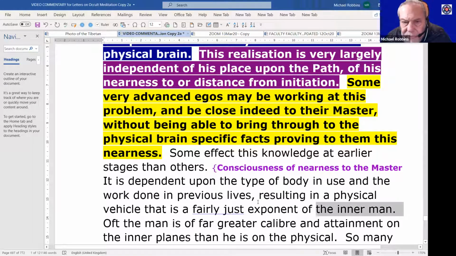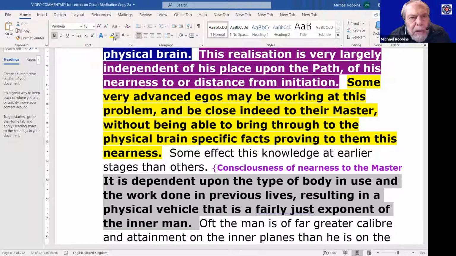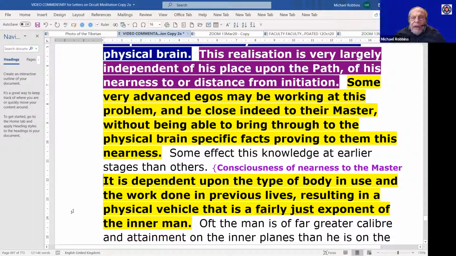I've often thought that if the etheric body is a reflection of the causal body, this is very strange, okay. And if the physical body is a reflection of the etheric body, then we may not be far off in thinking that the physical body is somehow a reflection of the causal body and could be considered under some circumstances a just exponent of the inner man if we know how to read the relationship.